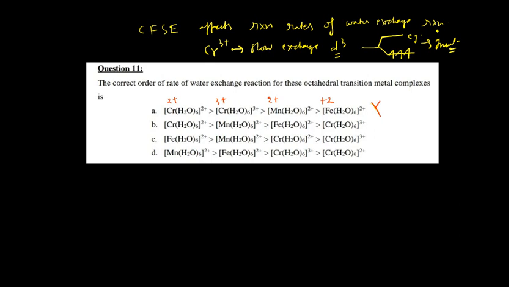Okay, this could be your answer. This could be, but this could be your answer. This cannot be your answer. So you have to select between B and C, right? So now this is clear, I think. Now moving to the next one.